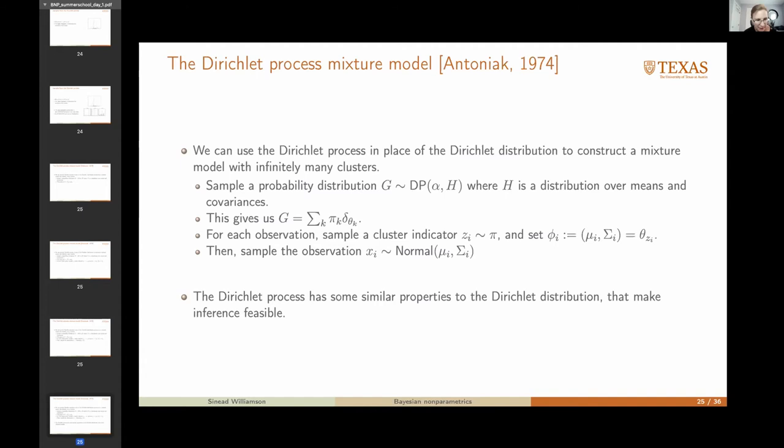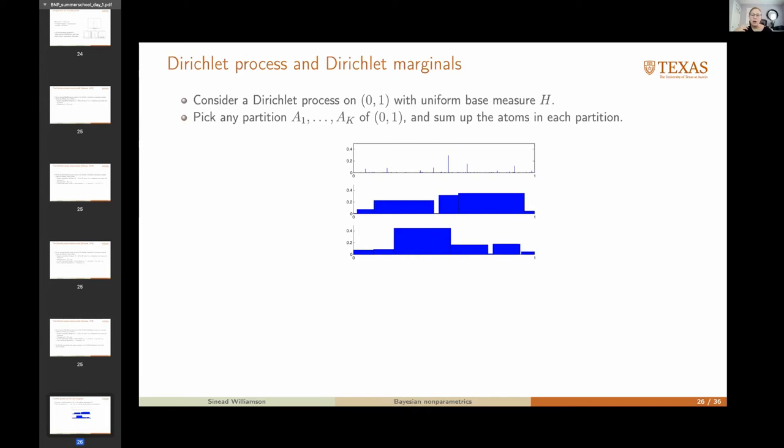Okay, so remember at the end, just before the break, we talked about the agglomeration property. So if I have a big Dirichlet, I can sum together elements and get a smaller Dirichlet. So let's say I have my Dirichlet process, my infinite dimensional Dirichlet on, let's say, the line. I can partition that line into k components and sum up the masses in each. So this is what I've done here.